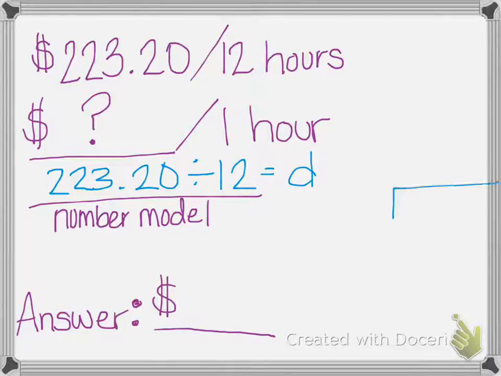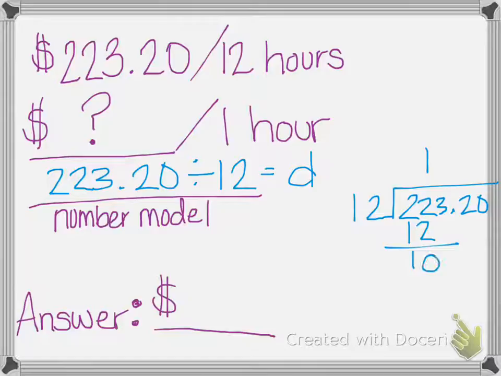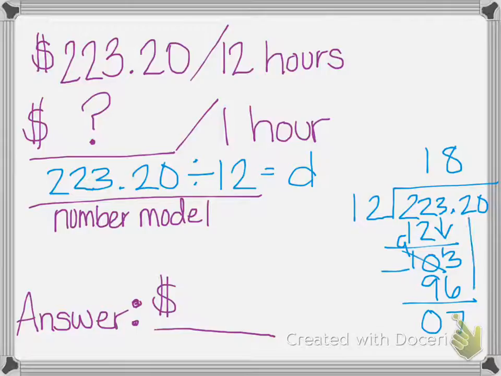So now to actually solve, we have to divide. 12 goes into 22 one time, subtract, bring down. 12 goes into 103, 8 times 12 is 96, subtract, we can't do 3 minus 7, so we borrow. 13 minus 6 is 7, bring down. 12 goes into 72 6 times. 6 times 12 is 72.